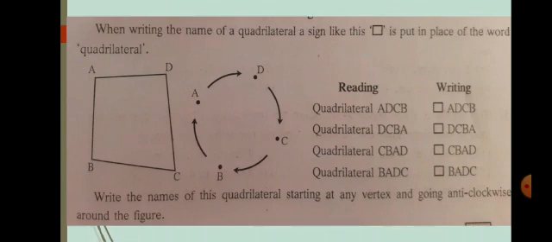Now see how you can read a quadrilateral. If you are starting from A, going clockwise, you can go ADCB. If you are starting from D, DCBA. If you are starting from C, CBAD. And if you are starting from B, BADC. This way you have to go clockwise. Now if you are going anti-clockwise and starting from A, then A, B, C, D. If you are starting from B, B, C, D, A. If you are starting from C, C, D, A, B. And if you are starting from D, D, A, B, C. These are the two ways in which you can write the name of a quadrilateral.